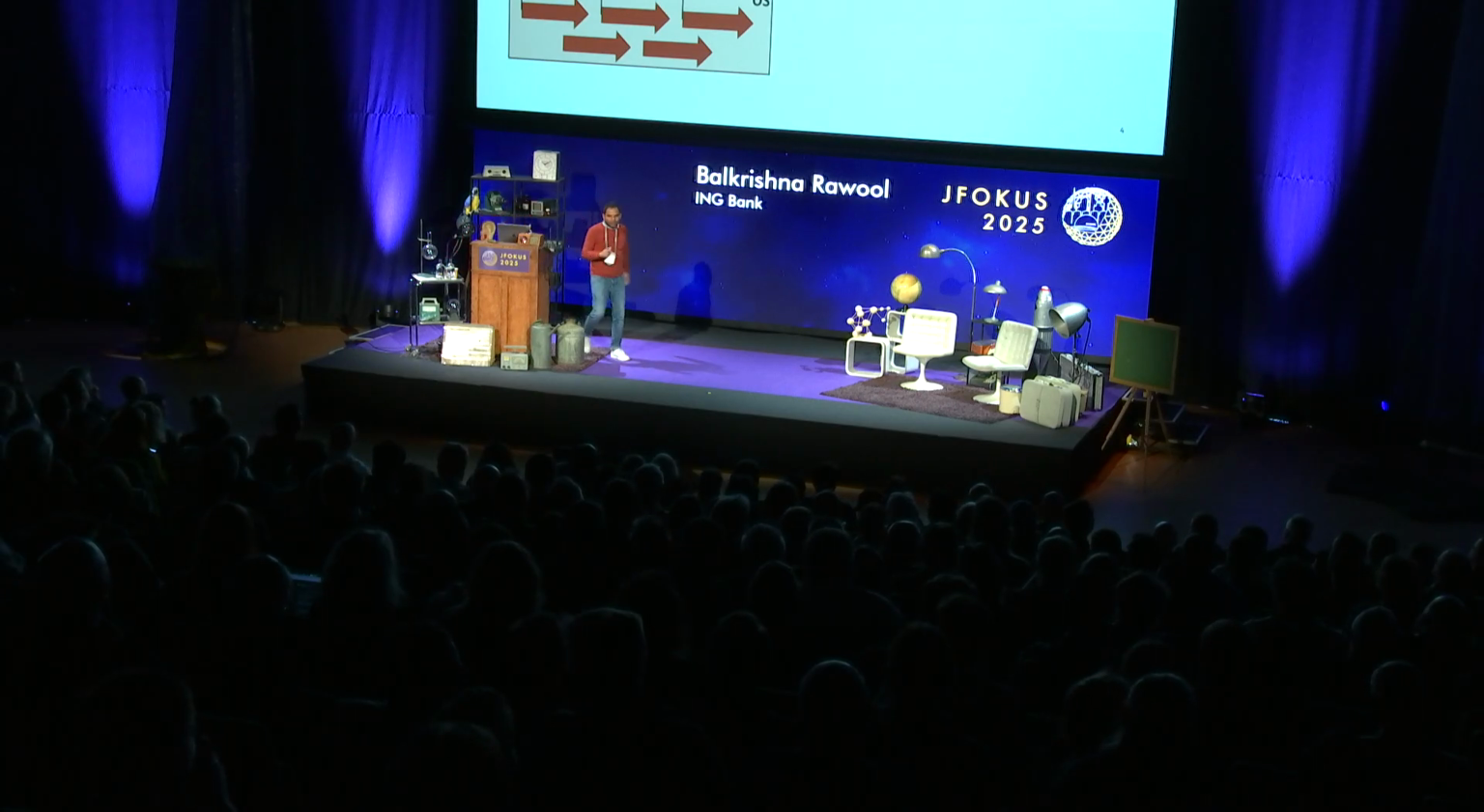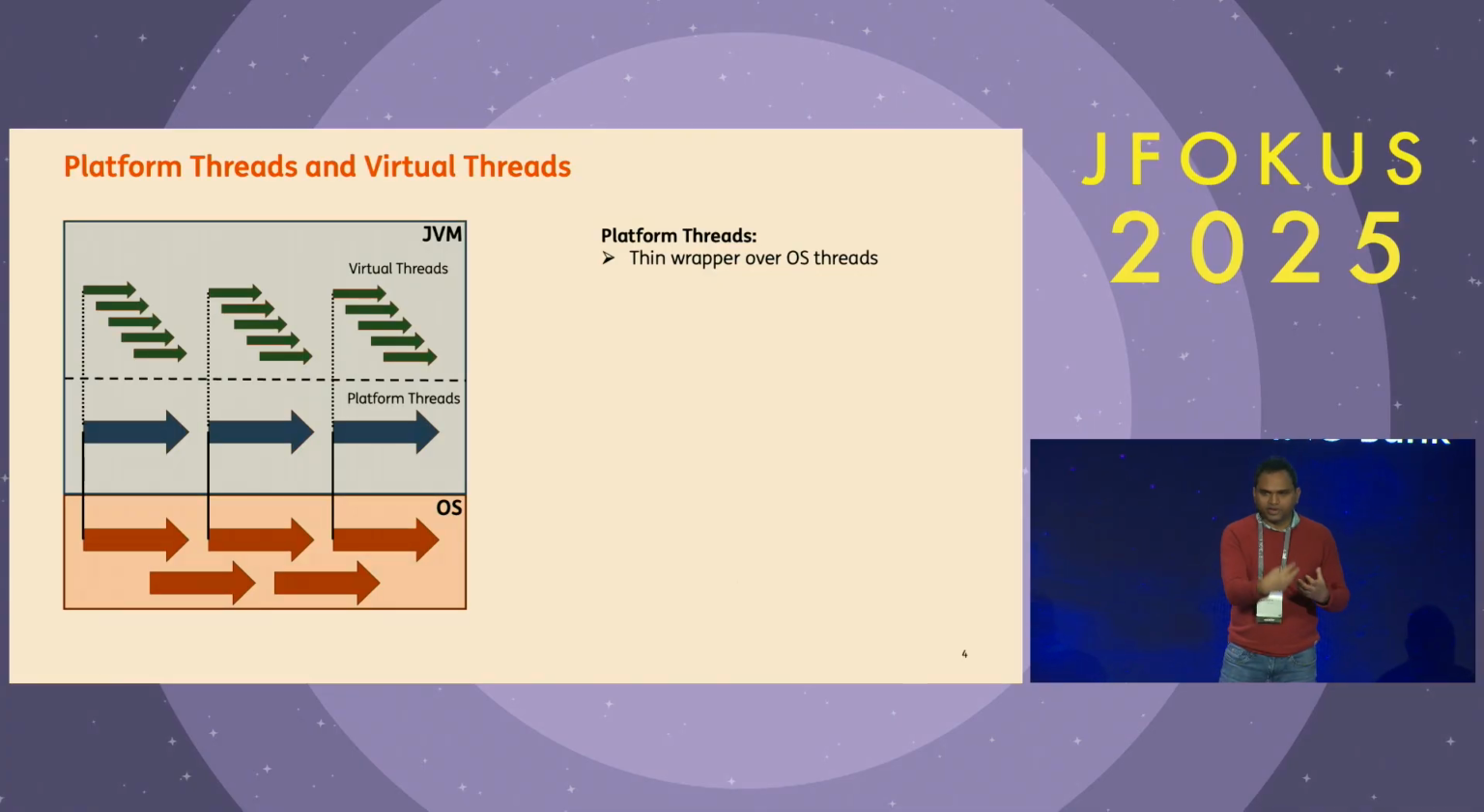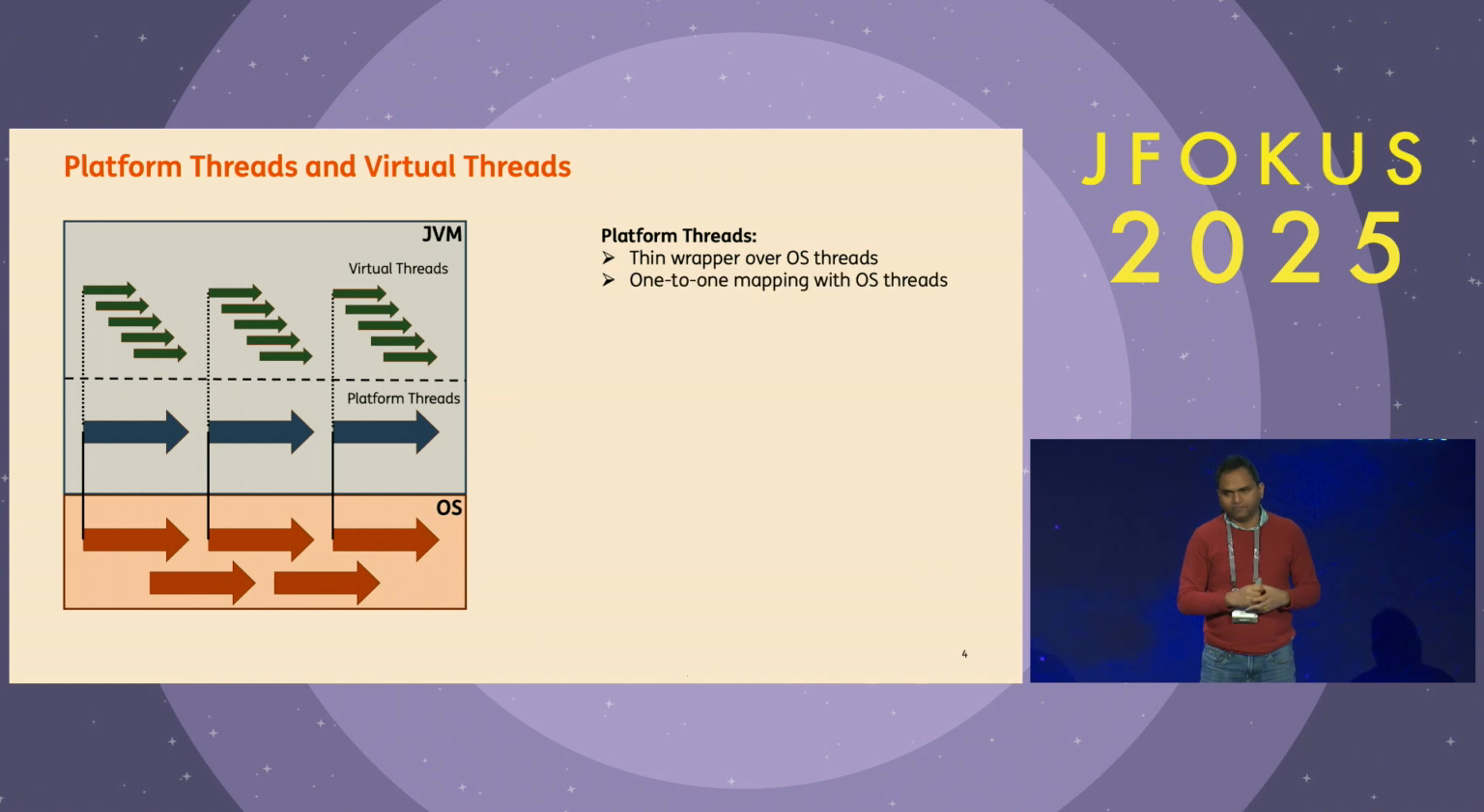OK. So let's first start with platform threads. Platform threads are a thin wrapper over operating system threads or kernel threads. What that means is when JVM wants to create a new platform thread, it actually requests the OS to create a new OS thread. And only when that is possible, it creates a new instance of platform thread. Because of that, these platform threads map to OS threads with this one-to-one mapping.